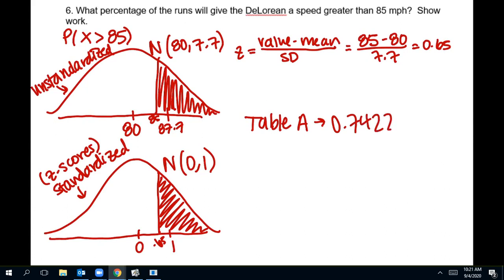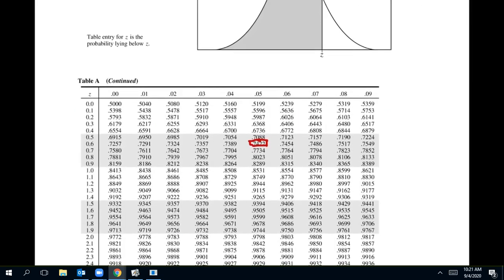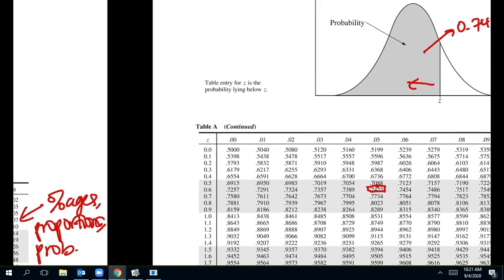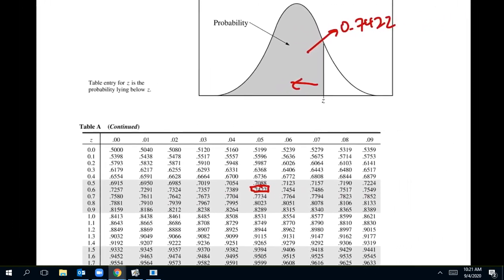Now I want you to pay attention to something. First of all, this little area that I shaded does not look like 74% of the curve. And I want us to think about why. Look back at this picture. This is the probability that we just found to the left.